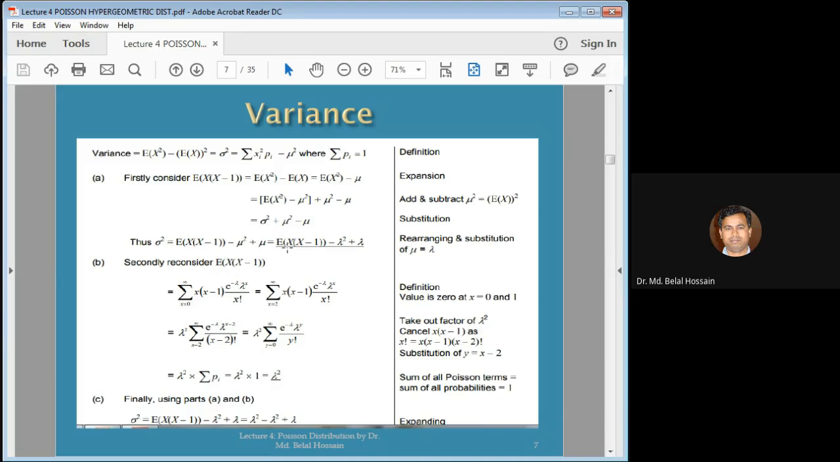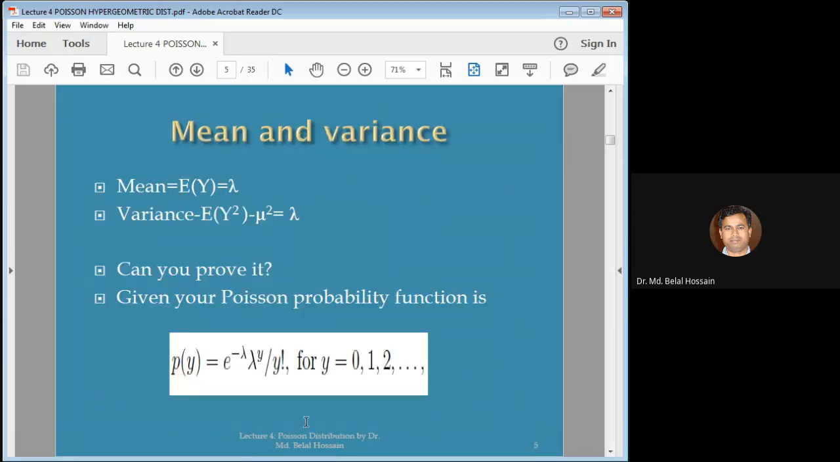এখন দেখেন এই এক্সপ্রেশনে আমরা মানটা বসিয়ে দিচ্ছি। expected value of x into x minus 1 এর মান হচ্ছে lambda square minus lambda square, এটা হচ্ছে mu square ছিল, plus lambda, minus lambda square plus lambda square কাটাকাটি, so sigma square equals lambda. That means your variance equals lambda. So that was saying that the variance of Poisson distribution is lambda.